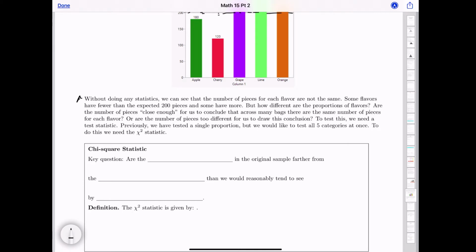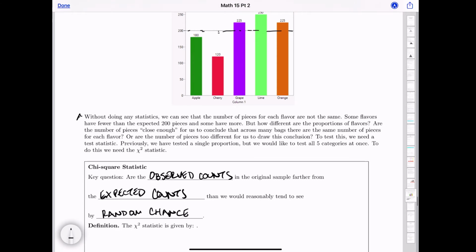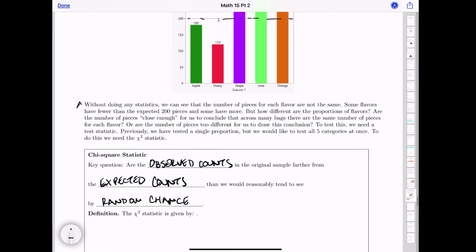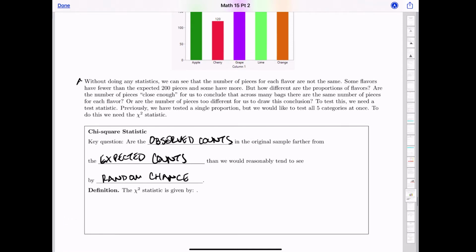So looking at the box here, the key question is, are the observed counts in the original sample farther from the expected counts than we would reasonably tend to see by random chance alone? Okay, so here our expected counts are 200, and the observed counts are the values for apple, cherry, grape, lime, and orange. So are those differences larger than we would expect due to random chance?